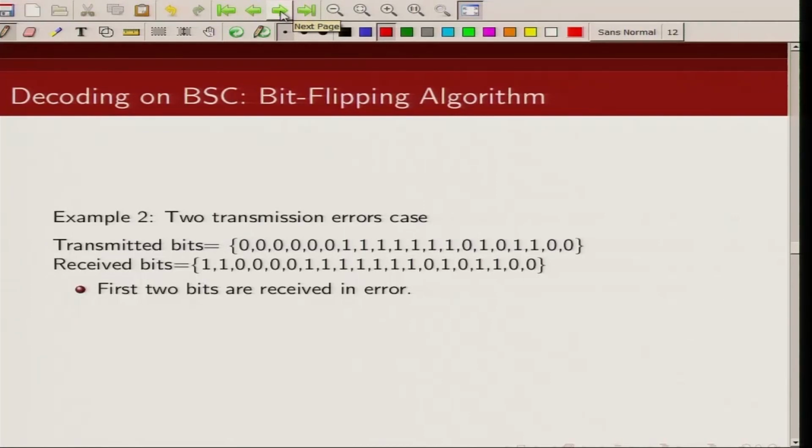Okay. Now, let us look at the case when there are 2 errors. The same transmitted code word we have considered. In this case, we have 2 errors, in bit location 1 and bit location 2. Now, let us see how our LDPC decoder will be able to decode this.